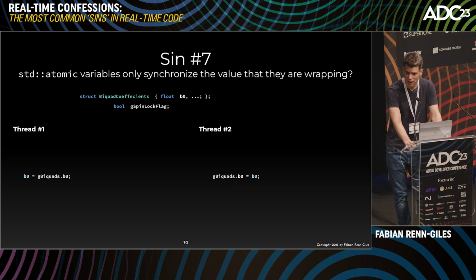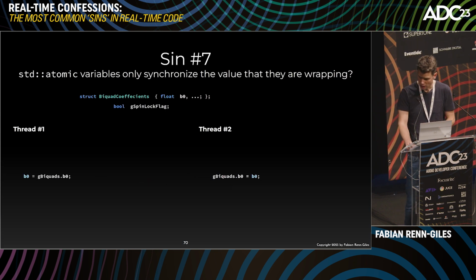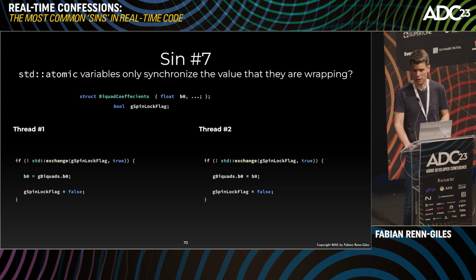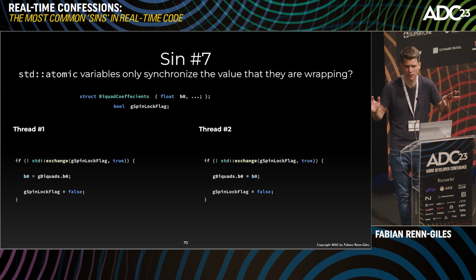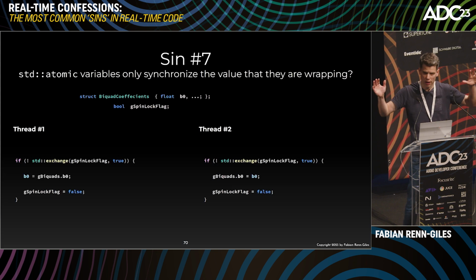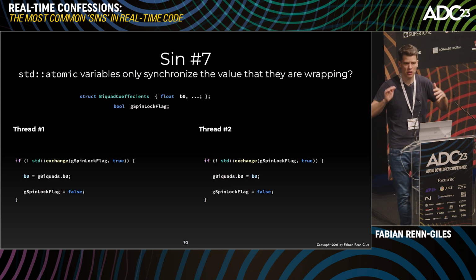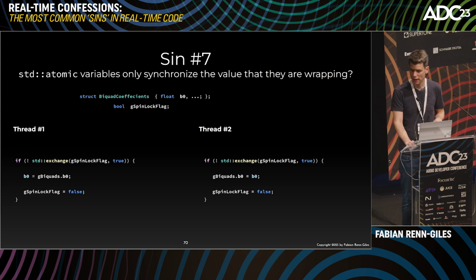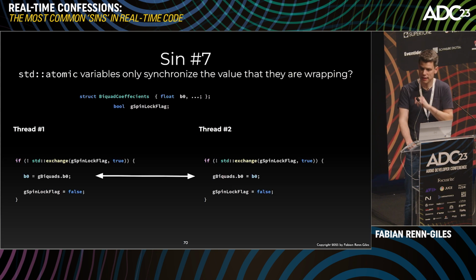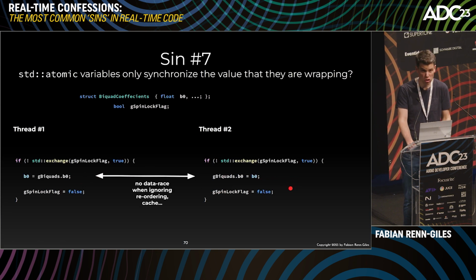Now let's add that spin lock flag and this critical section. But for a moment, we're not going to use atomics. So we're going to ignore reordering. We're going to ignore caches. And if we just look at the program order, there's no way that these 2 instructions can happen at the same time. If the CPU is here, then that CPU can't be there, right? So there's no data race when ignoring reordering and caches.